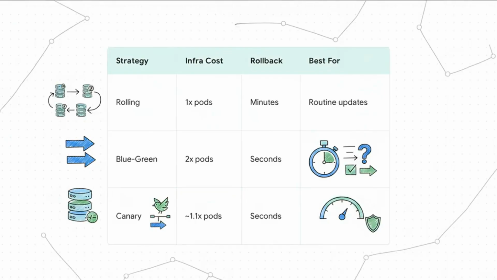And then Canary sits right in the sweet spot in the middle. It gives us measured risk with just a tiny bump in infrastructure cost, roughly 1.1x, because you're just spinning up a small parallel replica set alongside the primary one to handle that initial test traffic.